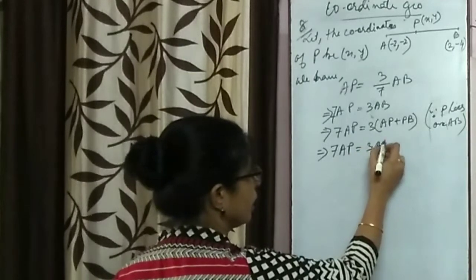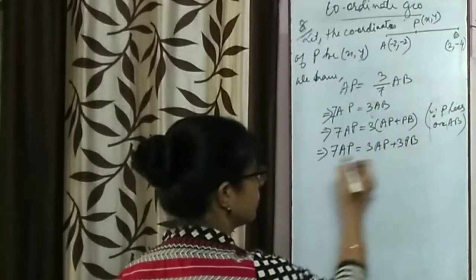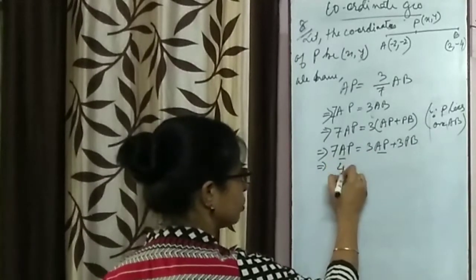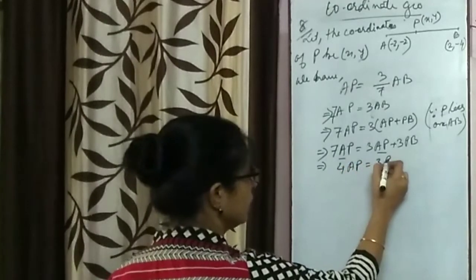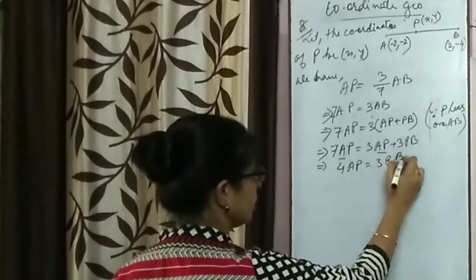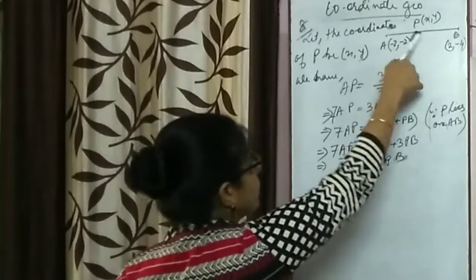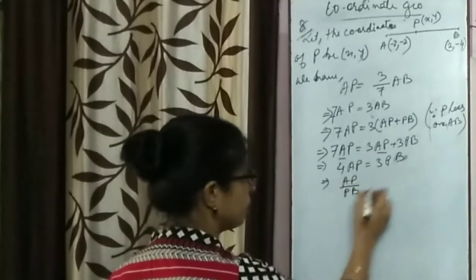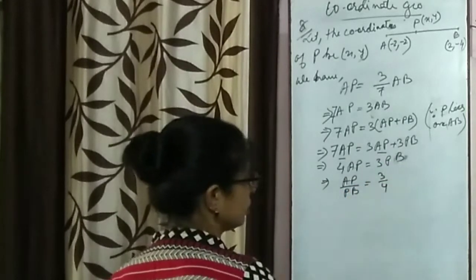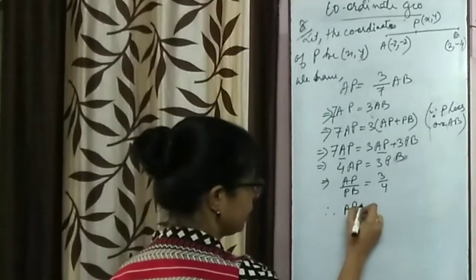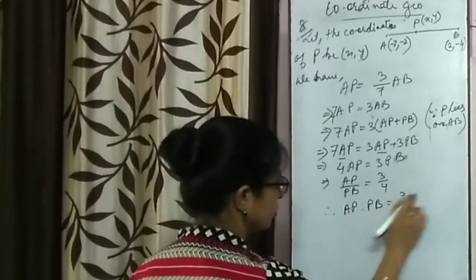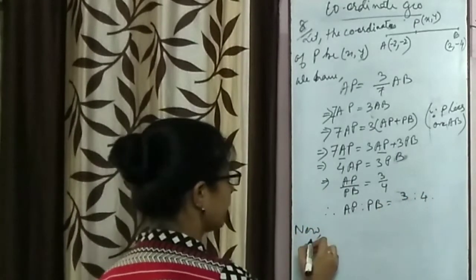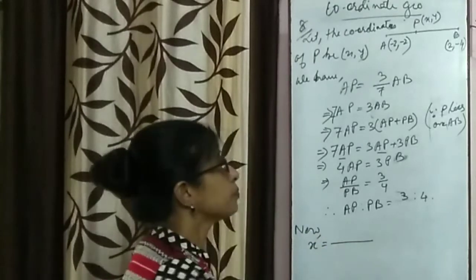Then 3 AP plus 3 PB. This AP you shift together, 7 minus 3 will be 4 AP equals 3 PB. Now we need AP is to PB, therefore AP by PB: this AP you keep here, PB you bring here, 3 will remain there. So AP is to PB is equal to 3 is to 4.